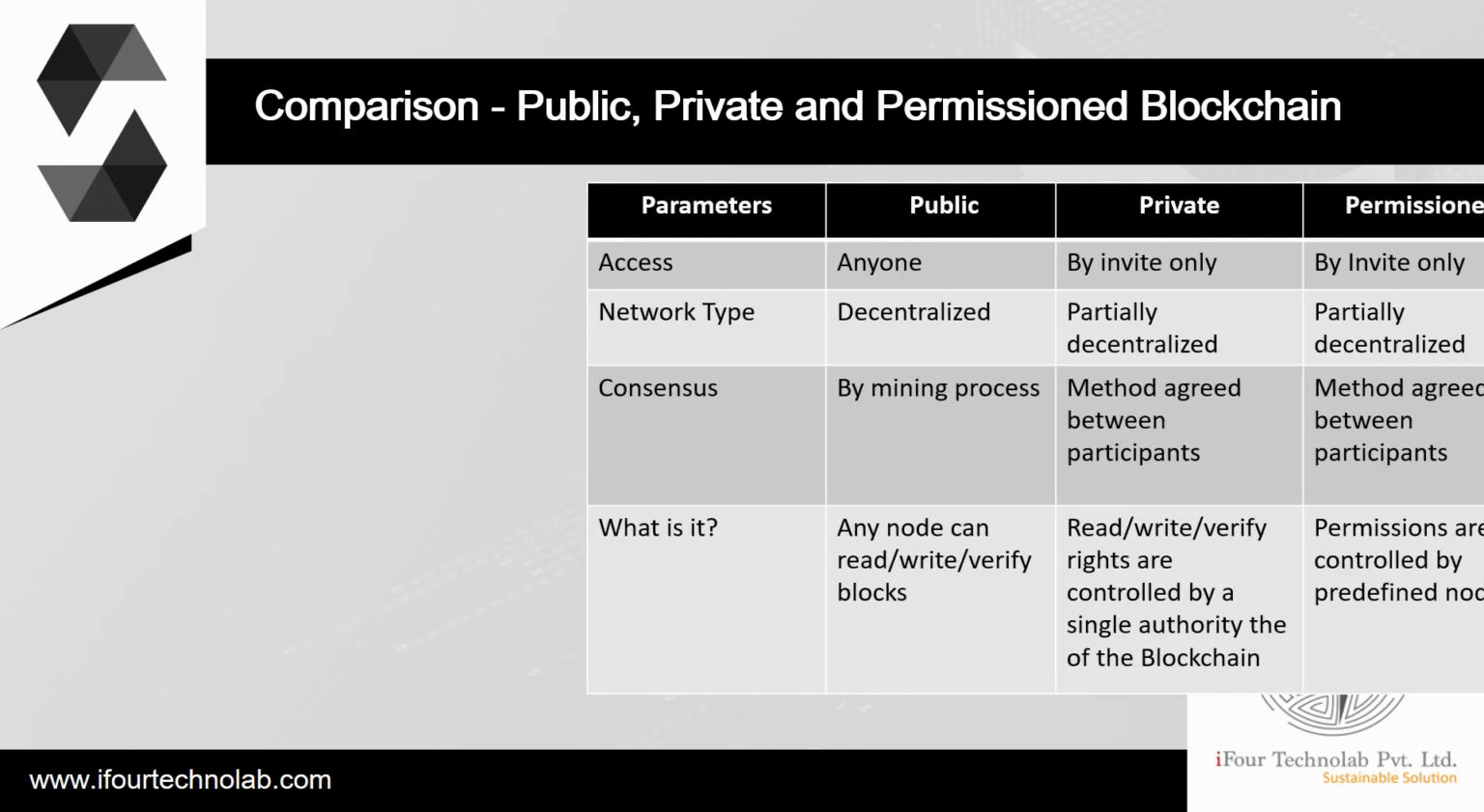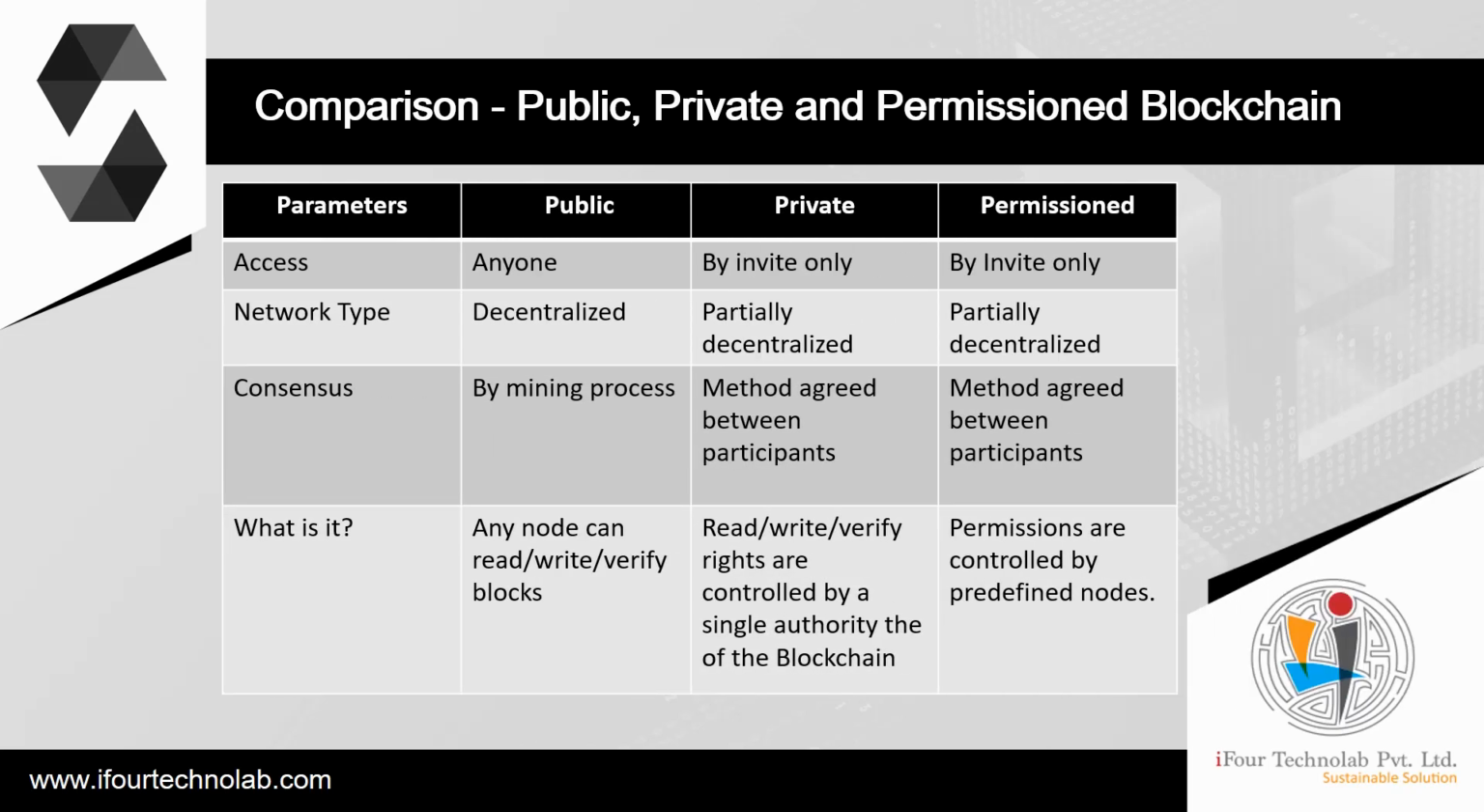Public, private and permissioned blockchain. Anyone can access a public blockchain, but only by invite can one access private and permissioned blockchains. A public blockchain is a decentralized network type, while private and permissioned blockchains are partially decentralized. The consensus in a public blockchain is done by the mining process, and in private and permissioned blockchains it is done by the method agreed between participants.